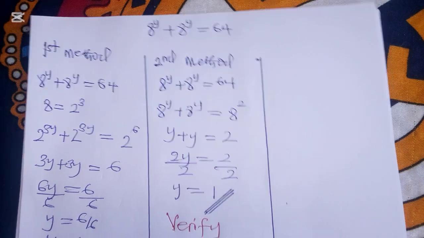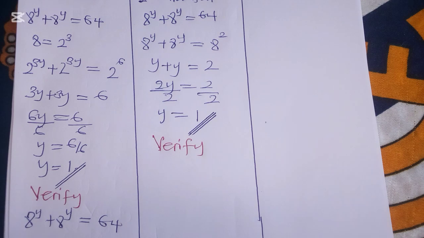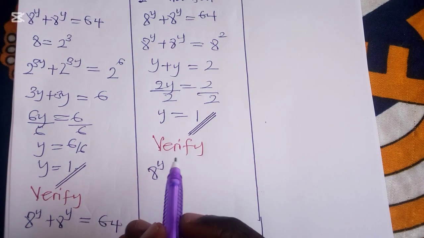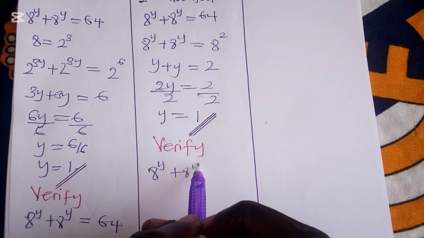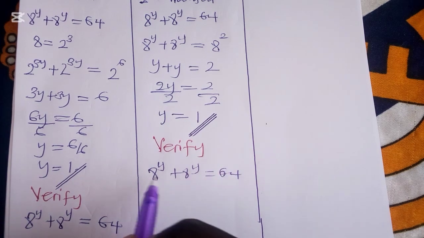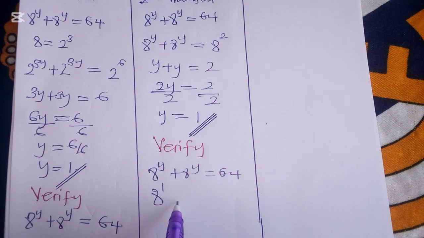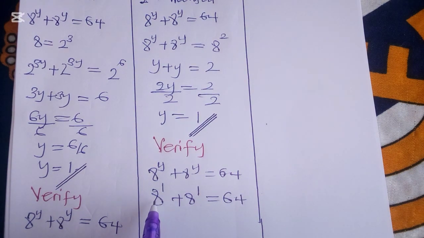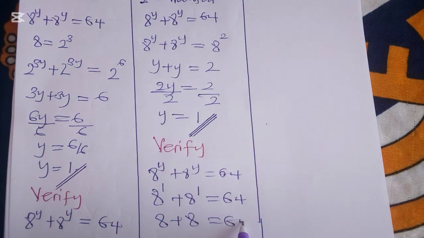Let's verify it and see. Now since y equals 1, to verify it, we say 8 raised to the power y plus 8 raised to the power y is equal to 64. It must be the same. This is 8 to the power 1 plus 8 raised to the power 1, which equals 64. Then 8 raised to the power 1 is 8, plus 8 raised to the power 1, which is 8. This equals 64.